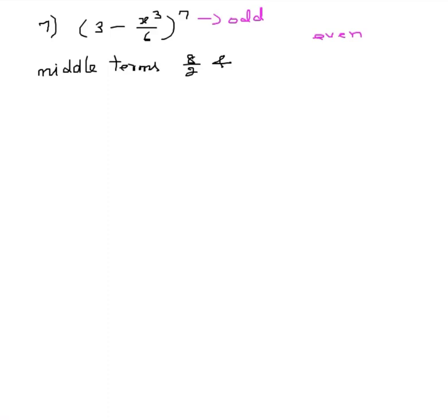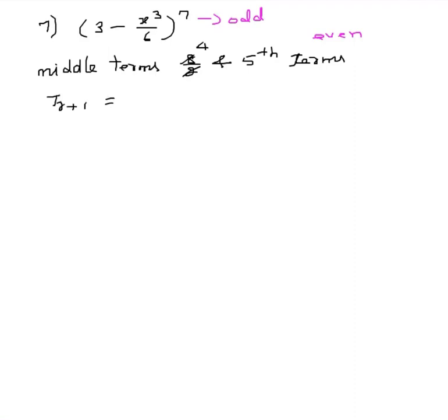Question 7. Find the middle terms in the expansion of (3 − x³/6) whole raised to 7. Here 7 is an odd number. We will have 7 plus 1, 8 terms, which is an even number. We will have 2 middle terms. 8 by 2 is 4, and the 5th term. These are the 2 middle terms.